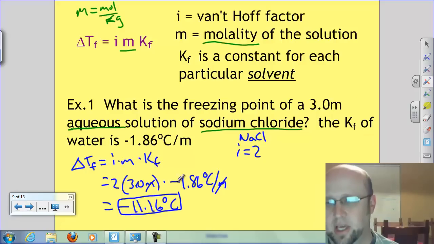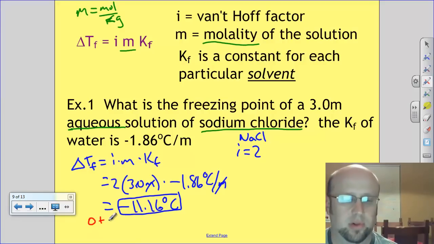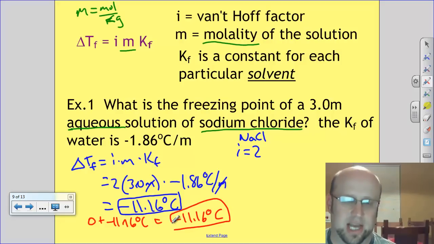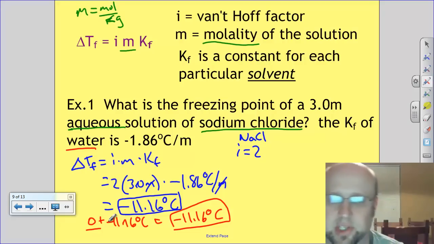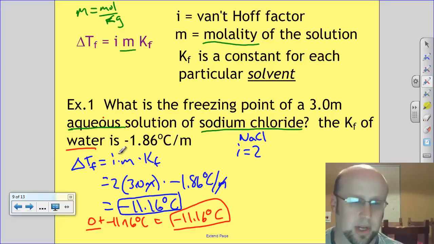Now, conveniently, what is the actual freezing point of water? Right, it's 0 degrees. So 0 plus negative 11.16 degrees Celsius equals negative 11.16 degrees Celsius. We'll see when we do boiling in a second that it's not always exactly that. And if my solvent wasn't water, then my freezing point would not be 0. I would look it up on the same table that's in your notes. If you had ethanol or phenol or something like that, you would just look that up in the notes. So that's freezing point depression.